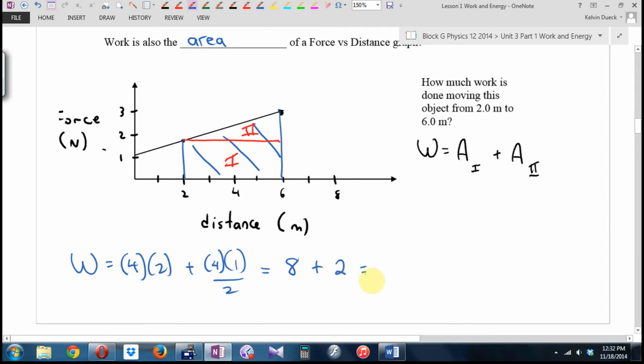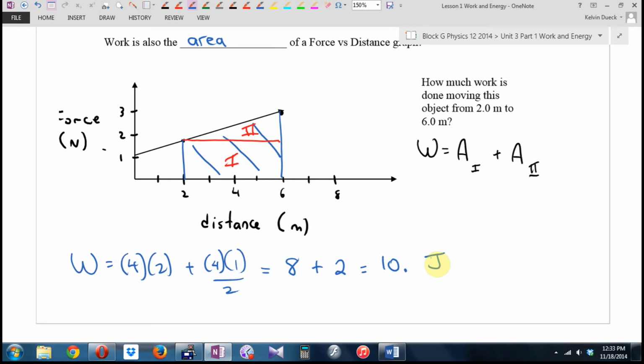How many joules of work was done moving this object from 2 meters to 6 meters? 10 joules. 10 joules. Work is what times what? Force times distance. It's also, it turns out, the area under a force versus distance graph.